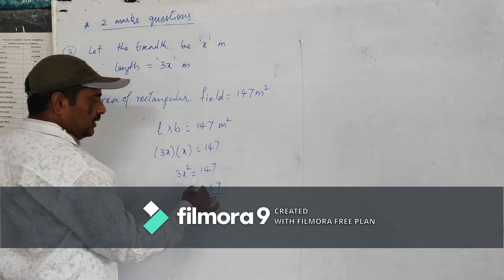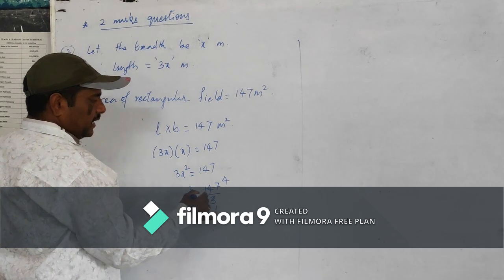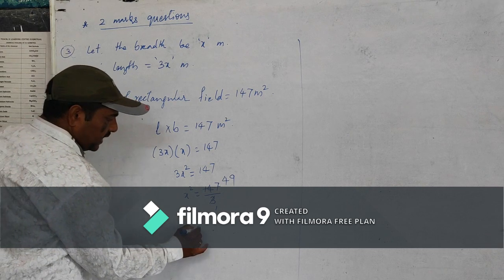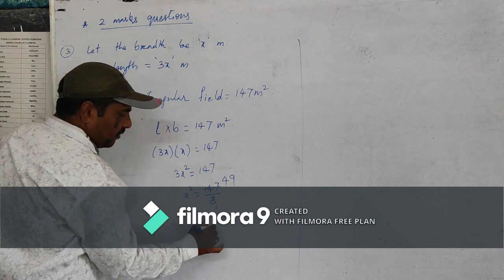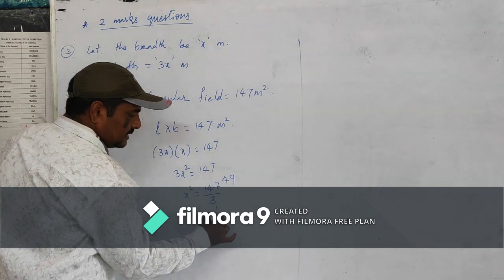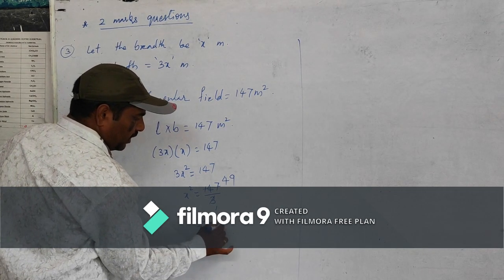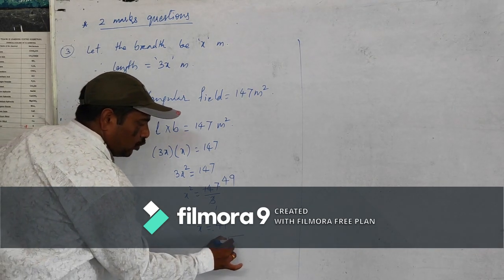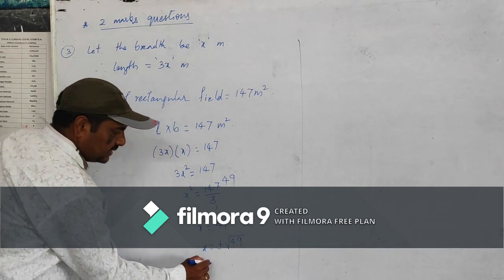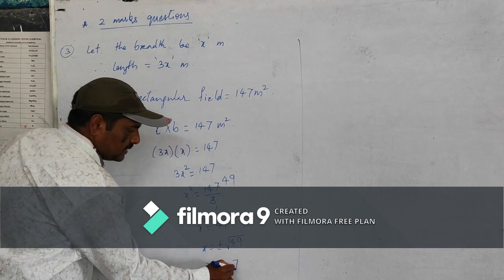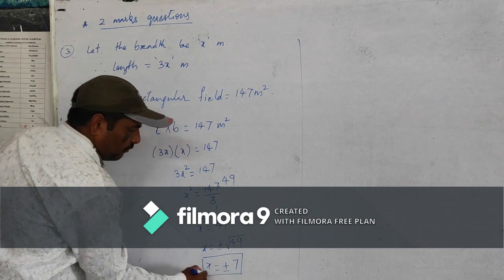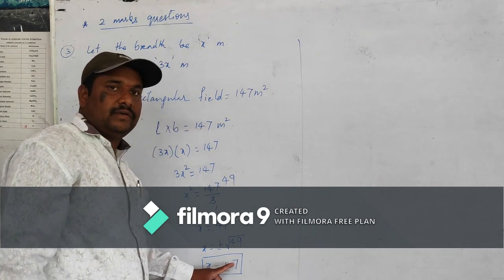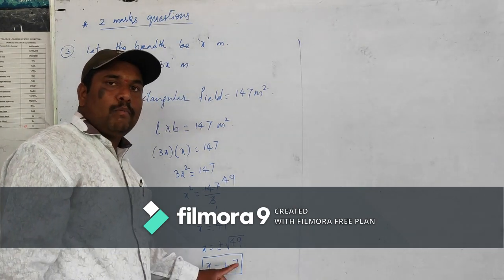Now 3 1s are 3, 4s are 12, the remaining 2, now it is 3 9s are 27. So x square is equal to 49. 49 can be written as 7 square. Now x is equal to plus or minus under square root 49. So x is equal to plus or minus 7. Square root of 49 is 7. Now it is plus or minus 7. It means either plus 7 or minus 7.